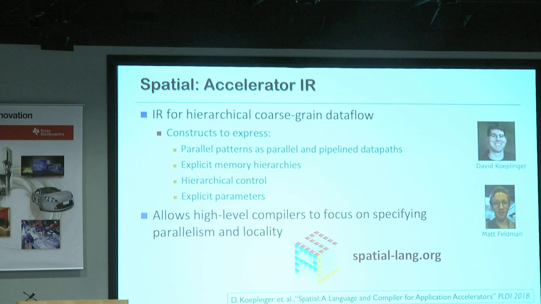So we want some sort of intermediate representation for this hierarchical coarse-grained data flow. Here we want constructs to express our parallel patterns as hardware structures, right? And as we all know, the most efficient way of executing things in hardware is with some sort of pipeline, right? So we want some sort of pipeline. We want to have an explicit memory hierarchy because that's also something that you need for efficiency. We want hierarchical control, and we want a way of parameterizing our representation so that we can match it to different sizes of hardware and different types of compute. Okay? So this representation we call Spatial, and we've written a number of papers on it.